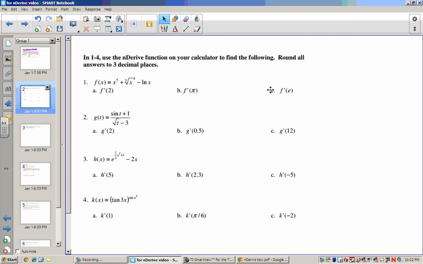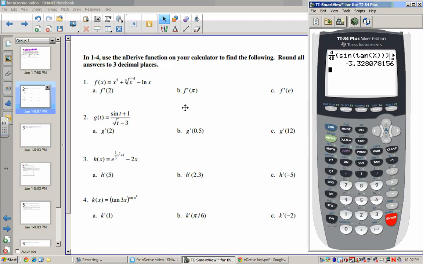All right, so I'm going to do this a couple different ways, and I'll do number 1 with you. So here's number 1, and we've got this lovely function here, x to the 5th plus the cube root of x to the 4th minus natural log of x. So here we go. For this one, I'm going to stay in this mode, and then I'll do it with the other one. So math 8, and I'm going to do x, and then I'm going to go over here, and I put in my function.